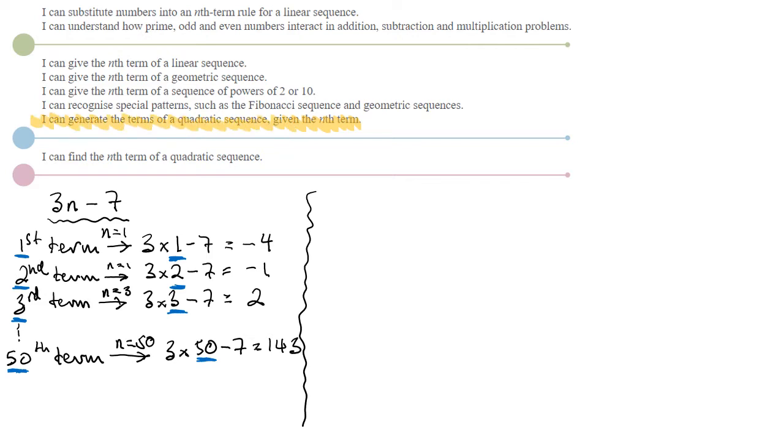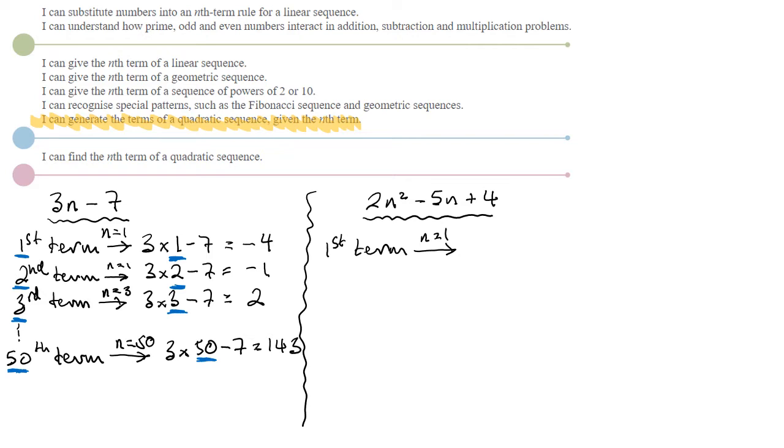Generate terms in a quadratic sequence given the nth term. So let's have a look at this one, jumping around a bit. Let's say I had 2n squared minus 5n plus 4, and let's say that's my nth term rule for a quadratic sequence. First term, just like we do with a linear sequence, I make n equal to 1.